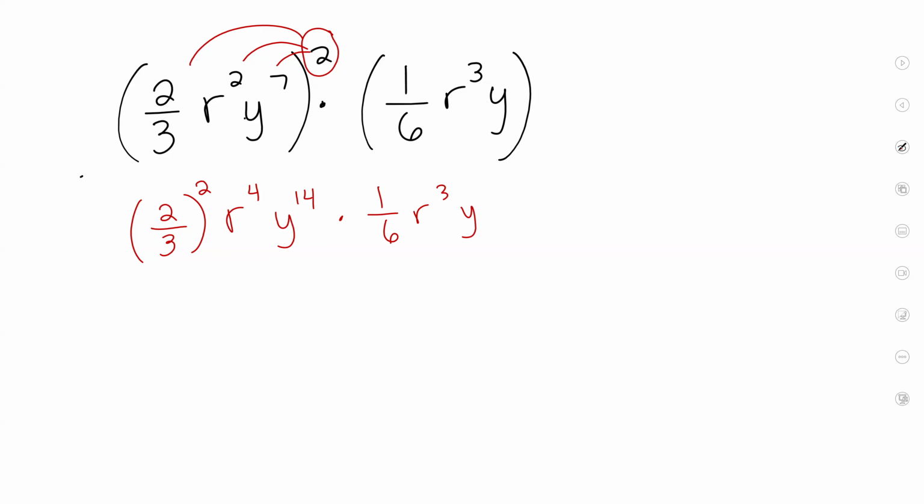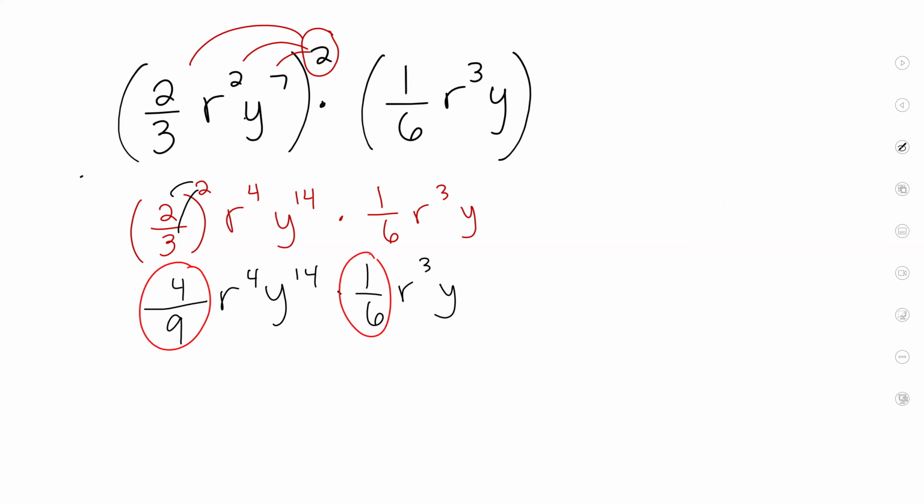Okay, so let me simplify this part real quick. 2 squared, that's just 4. 3 squared, that's just 9. I'll just write everything again. All right, now we just multiply across. My numbers, my fractions. 4 times 1 is 4. 9 times 6 is 54.